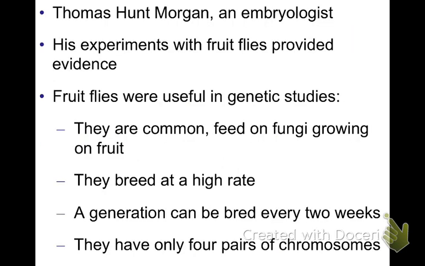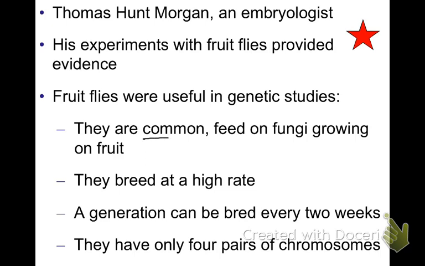Now we move on to talk about another scientist. His name is Thomas Hunt Morgan. He was an embryologist. He also started working with fruit flies. Now, why did he use fruit flies for his experiment? There were certain good qualities that were useful in genetic studies.